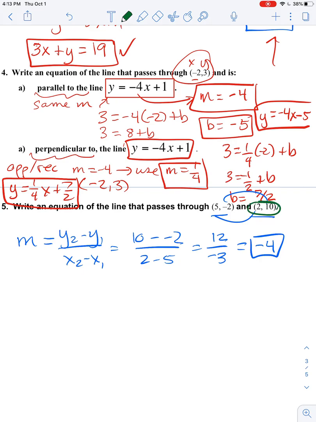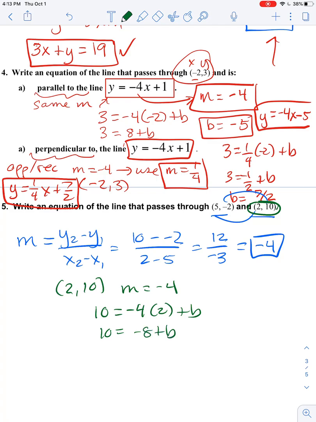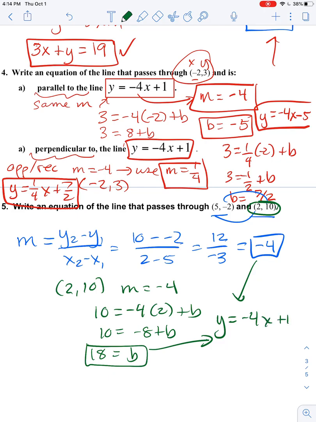Now I can use either one of these points, and just because I want to up my chances of doing it correctly, I'm going to use the one that doesn't have any negatives. So I'm going to be using 2 as my x and 10 as my y, and then a slope of -4. So when I set up y equals mx plus b, that is where I'm going to be at. Adding the 8, I get an 18 for my b value. So taking these two pieces, y will equal mx plus the b value that I got.